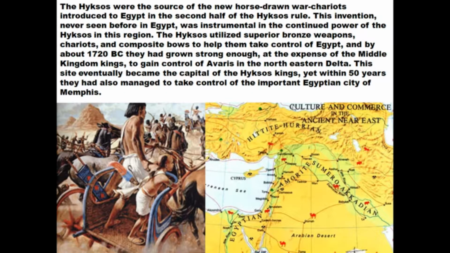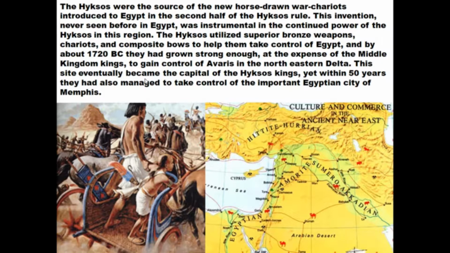The Hyksos were the source of the new horse-drawn war chariots introduced to Egypt in the second half of Hyksos rule. The invention, never seen before in Egypt, was instrumental in the continued power of the Hyksos in this region. The Hyksos utilized superior bronze weapons, chariots, and composite bows to help them take control of Egypt, and by about 1720 BC, they had grown strong enough at the expense of the Middle Kingdom kings to gain control of Avaris in the northeastern delta.